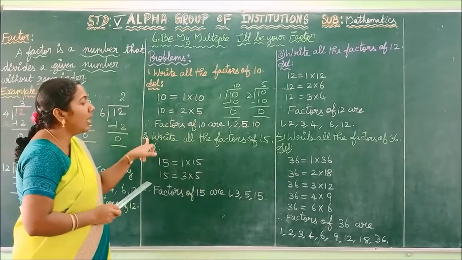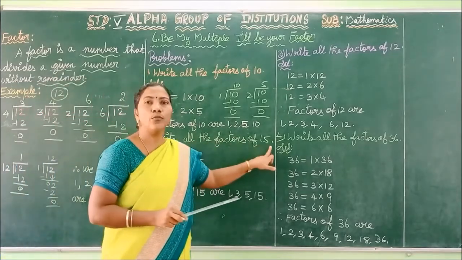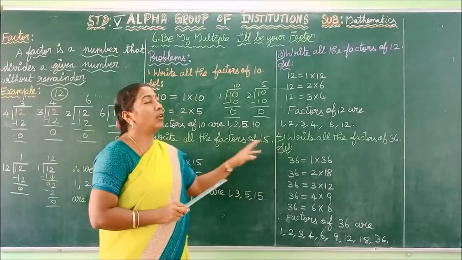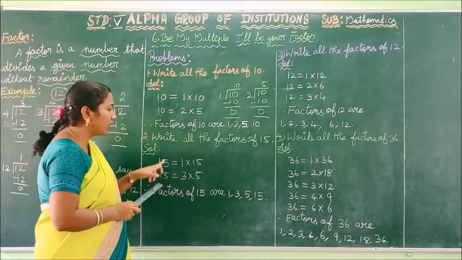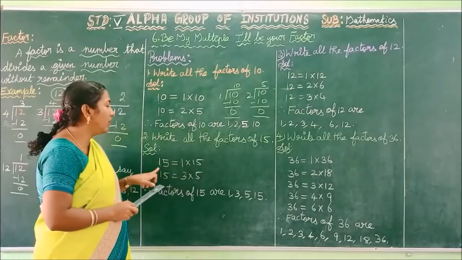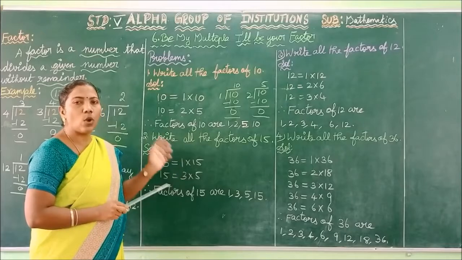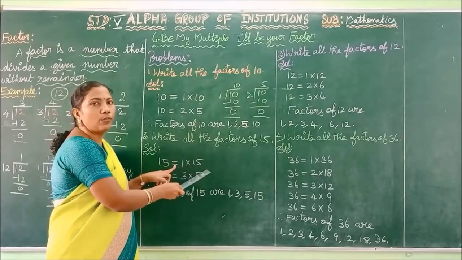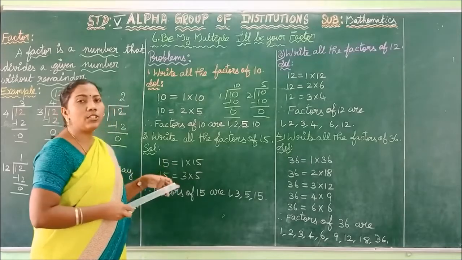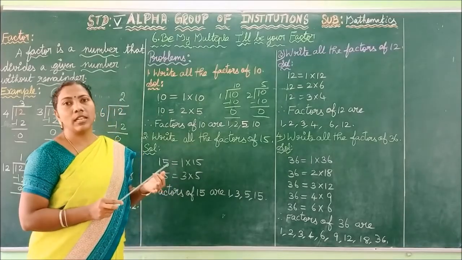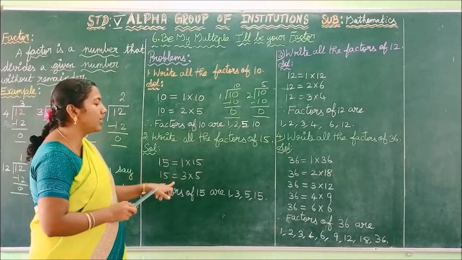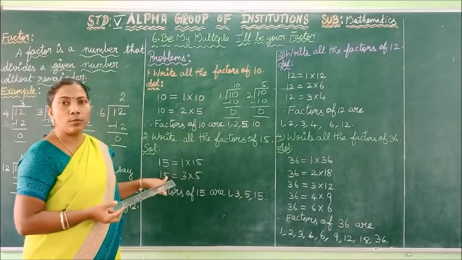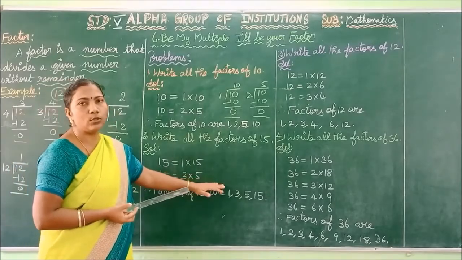See the second sum. Write all the factors of 15. Now we are going to find all the factors of 15. So as I said in the previous sum, the first step is you have to write the given number as the multiple of itself, that is, 1 into the given number. So 15 can be written as 1 into 15. Think, 15 comes in which table? 3 table as well as 5 table. So 15 can be written as 3 into 5. Similarly, can you find some more numbers? No. So you have to stop up to this.